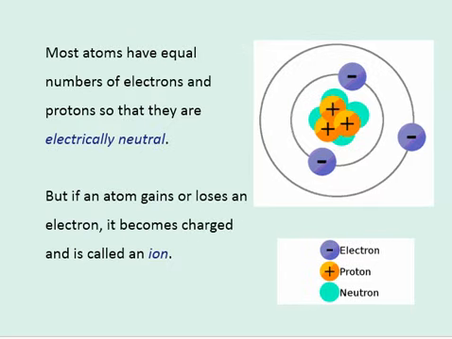Now, you might also remember that most atoms have an equal number of electrons and protons, so they balance each other as far as being positively charged and negatively charged, and most atoms are electrically neutral. But if an atom gains or loses an electron, it becomes charged, and that charged atom is called an ion.